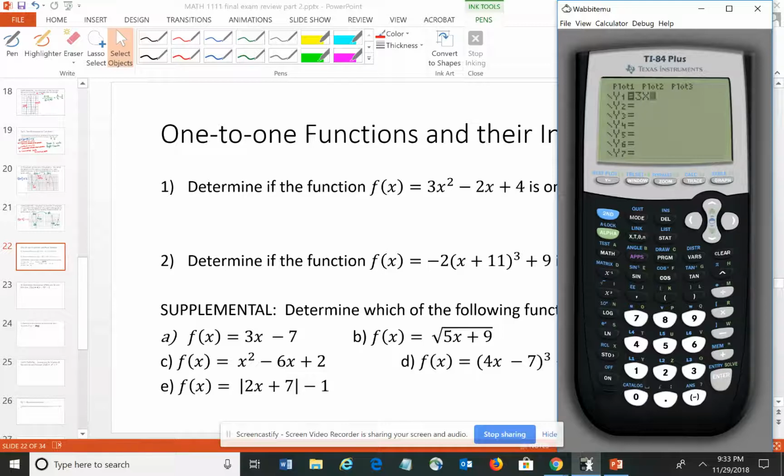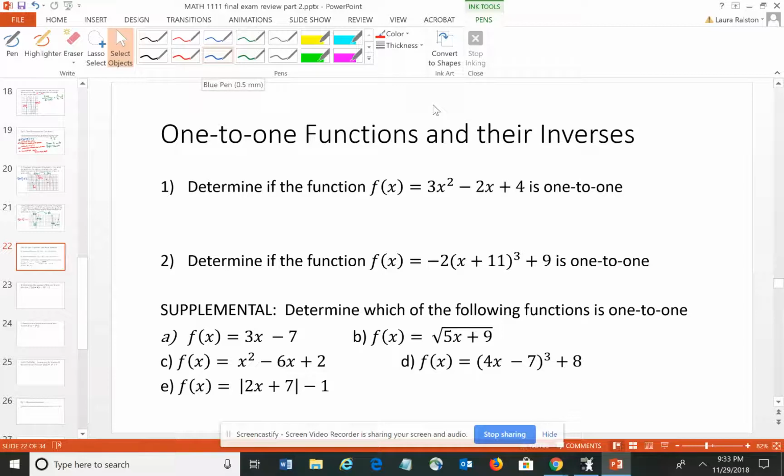3x squared minus 2x plus 4. And I'm going to have it graph. Now, you may recognize that before you even graph it. Hopefully you realize that this is a quadratic, and a quadratic is a parabola shape.